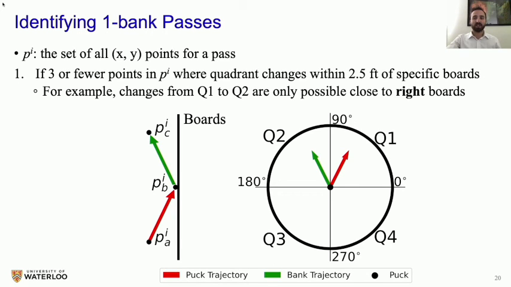After contact, the movement vector would traverse the 90-degree threshold and then be located in quadrant 2. If 3 or fewer points are involved in a traversal over the quadrant thresholds of a unit circle, the pass is classified as a one-bank pass. In this example, these 3 points would be PIA, PIB, PIC, and the traverse threshold would be 90 degrees.